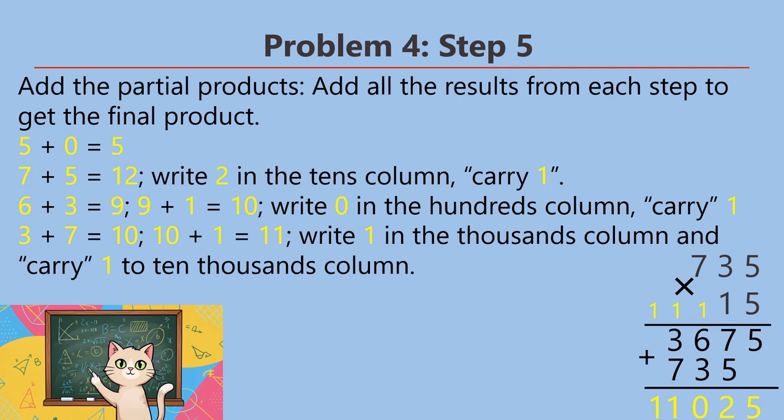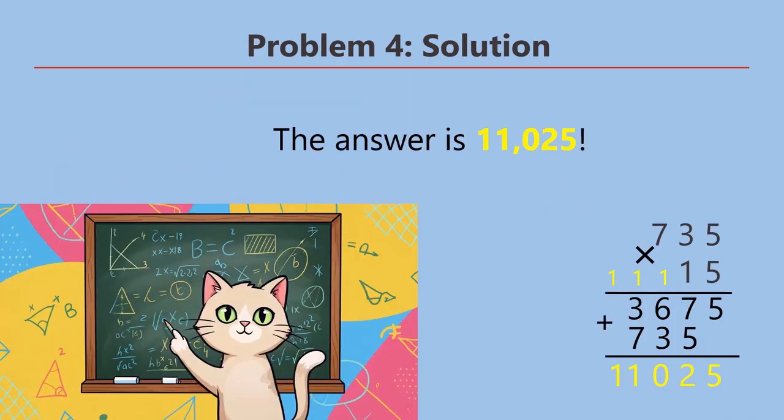carry 1. 6 plus 3 is equal to 9, 9 plus 1 is equal to 10, write 0 in the hundreds column, carry 1. 3 plus 7 is equal to 10, 10 plus 1 is equal to 11, write 1 in the thousands column and carry 1 to the 10,000s column. The answer to problem 4 is 11,025.